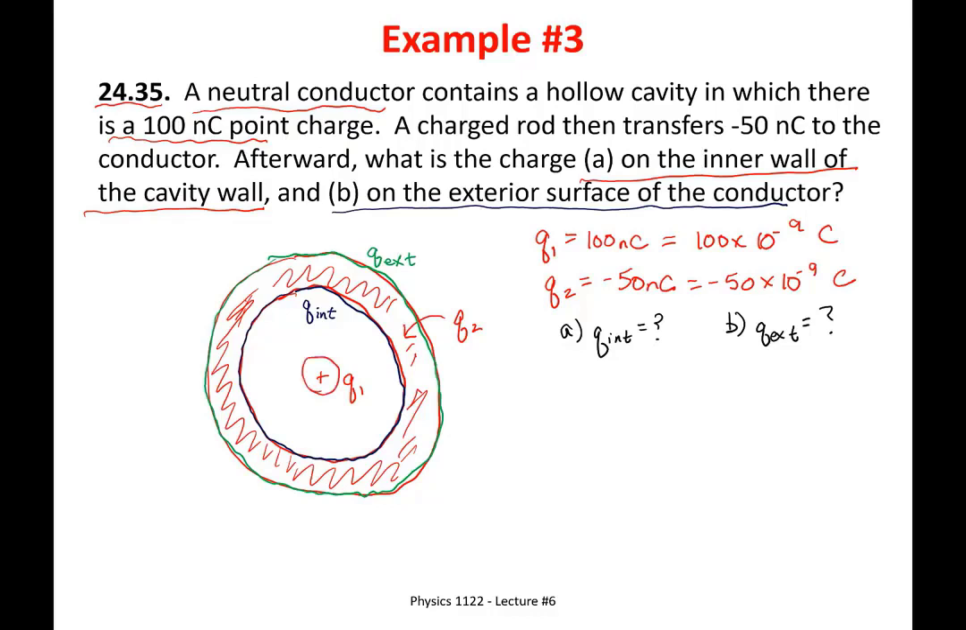Okay, so that's our setup. We've got a positive charge in the hollow of the conducting spherical shell, and we've got negative charge, Q2, applied to the conducting shell, and we're interested in determining how much of that excess charge, Q2, is lining the interior surface of the conductor and how much is left over on the exterior surface.